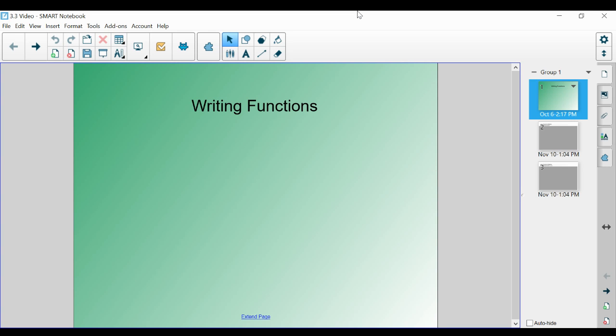So today we are going to be talking about how we write functions, and there's two ways that we want to talk about. The first way is going to be identifying our independent and dependent variables. And once we're able to identify those variables, then we're going to be able to write them within an actual equation. So without further ado, let's begin.